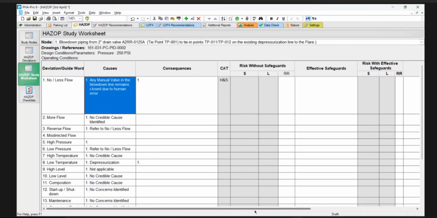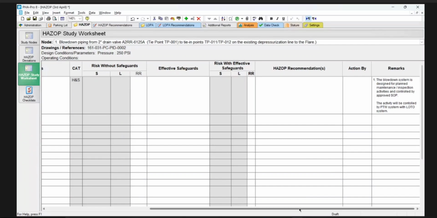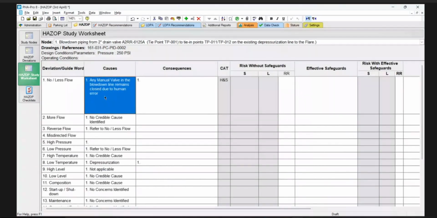Okay. My purpose of writing this one is only for remark. So now let us come back to the course. We are saying any manual valve in the blowdown line remains closed due to human error while blowdown is initiated. Did we not suggest we call this depressurization, because it's maintenance depressurization? Just maintenance depressurization. Okay, it's initiated for maintenance.